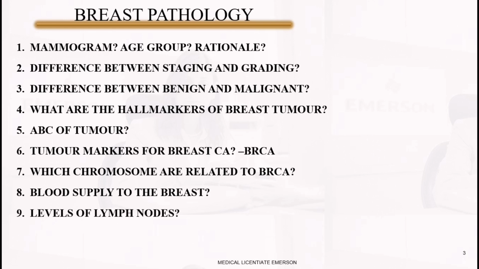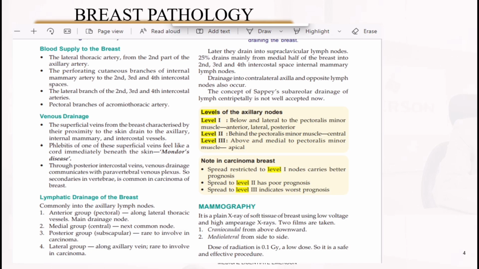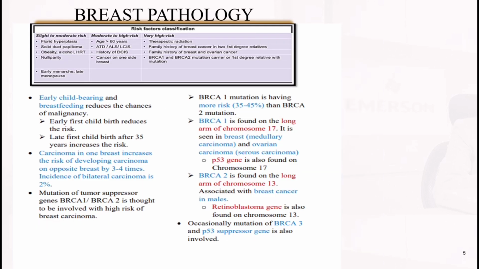Then levels of lymph nodes. Let's go through the levels. We have level 1, level 2, level 3, so we have 3 levels. Under level 1 we have the nodes such as anterior, lateral, posterior. Then under level 2 we have central. Then under level 3 we have apical. In total we have anterior, posterior, lateral, apical, central. Then mammogram.